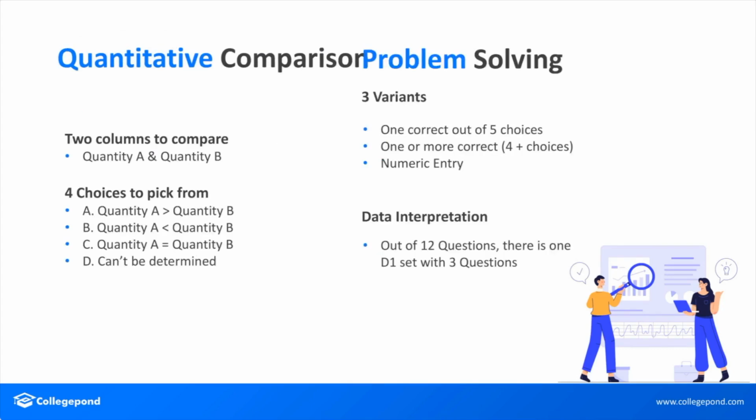So let's talk about comparative questions. You have two quantities A and B and you have to choose from four options. In problem solving, you have to choose one out of five, one or more correct, or it could be numeric entry, right? Options are not given to you. And in data interpretation, we will have a set with three or four, maximum four questions per set of diagrams given to you. I usually tell people to do it in the end because it can end up being time consuming. If you get a graph you can't interpret, it can affect the remaining of your section.